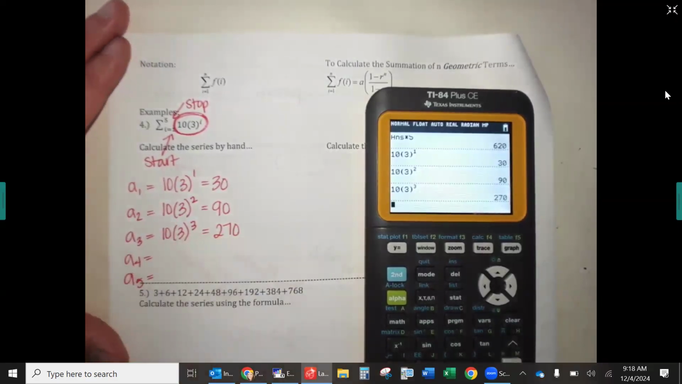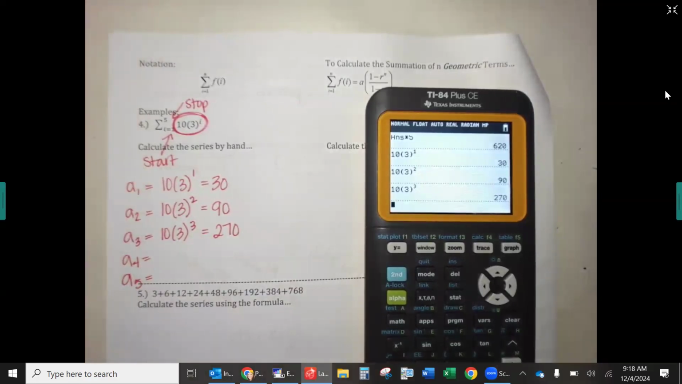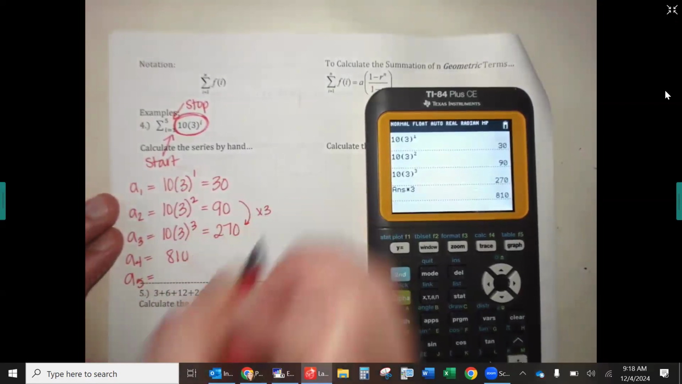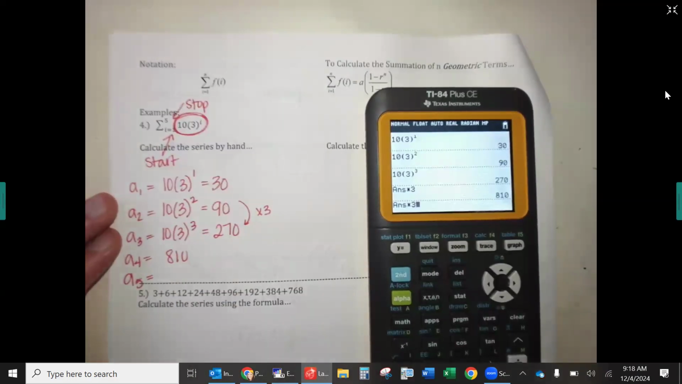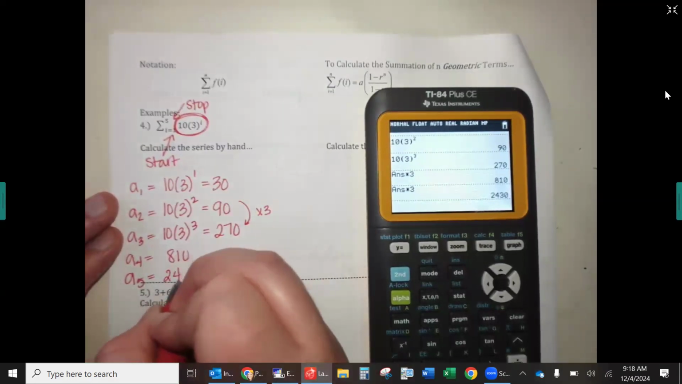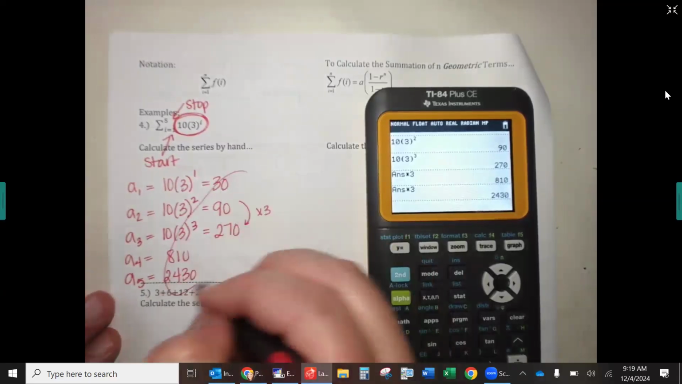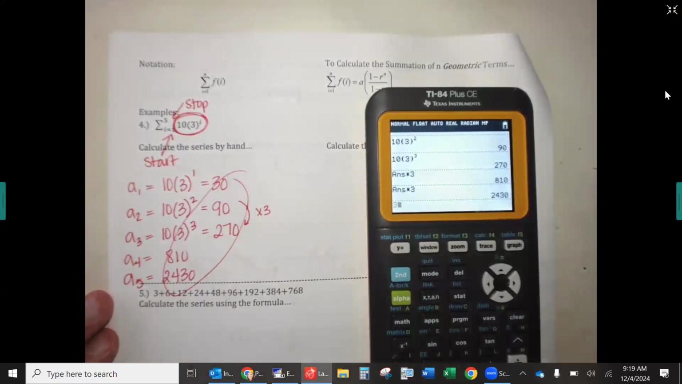Very good. And now notice, how do I know I only have to do more? Because I'm starting at 1, I'm stopping at 5. So I only need 2 more of these guys to finish out my list. So if I do 270 times 3, that gives me 810. And then if I do 810 times 3, I get 2430. Then remember, to make it a series, you just add all those guys up. So you're adding these 5 numbers up. So 30 plus 90 plus 270 plus 810 plus 2430.